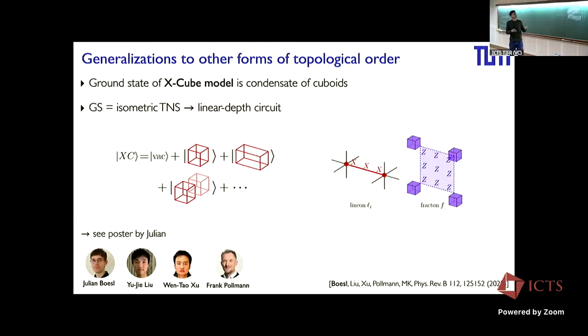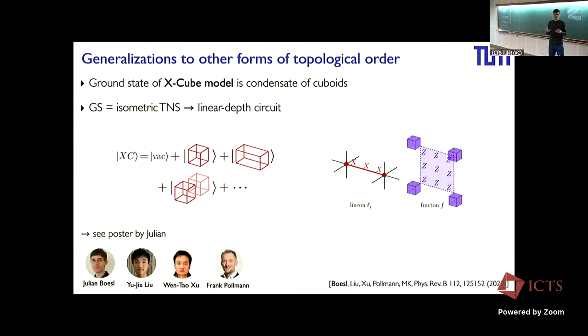Yeah, another generalization would be that we can go to other forms of topological order, like the X-cube model, which was also introduced on Monday and Tuesday. So it also works in a very similar way. If you remember, the X-cube model is actually just a condensate of cuboids, or let's say a massive superposition of cuboids. So it has the same structure as a toric code almost, right? So maybe you have to be a bit more careful. And you can work out the representation of the tensor network, of this isometric tensor network, which captures this wave function. And then you can play similar games as before.